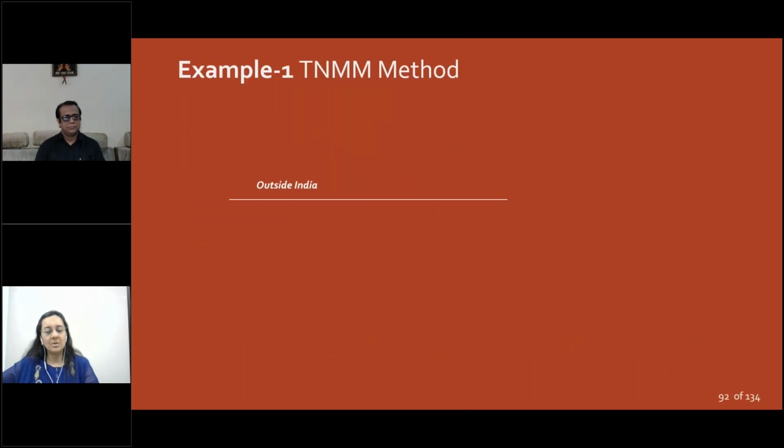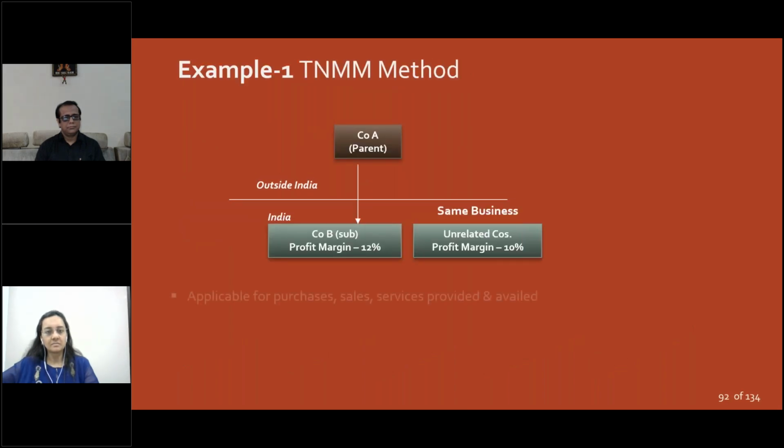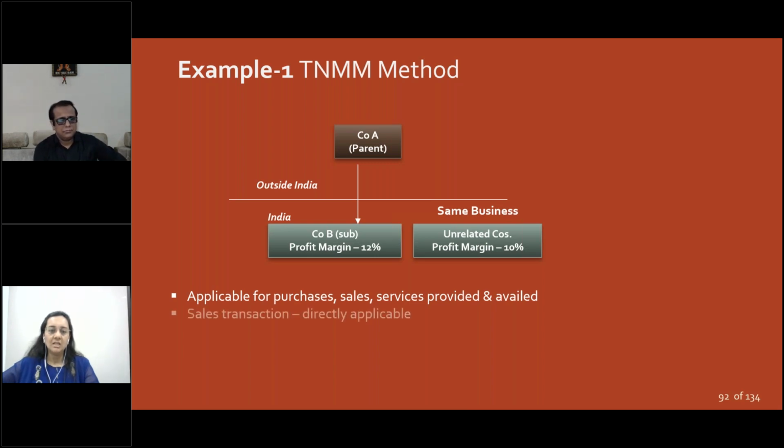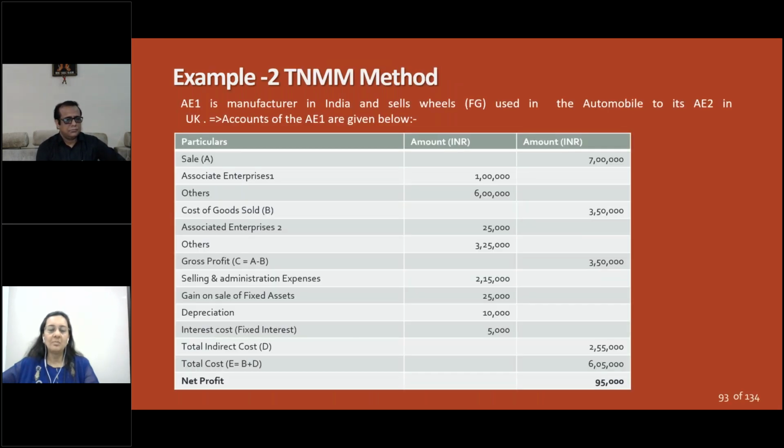So, a practical example on T&M. This is again a very simple example like I used in CPM. 10% net margin in the same business of an unrelated entity and 12% in a related entity. And so 12% being higher than 10% is at arm's length. But in practice, you don't actually apply it like this.